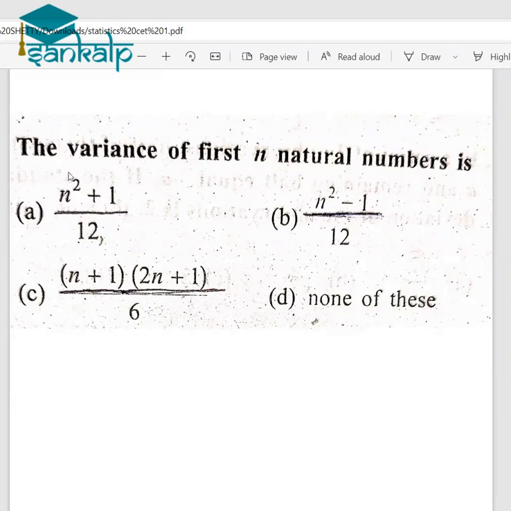Next question, the variance of first n natural numbers is. There is a direct formula for the variance of first n natural numbers. B, that is n square minus 1 upon 12. In the time saving results, we had discussed this point. The variance of first n natural numbers is n square minus 1 upon 12. So option B is the right option.